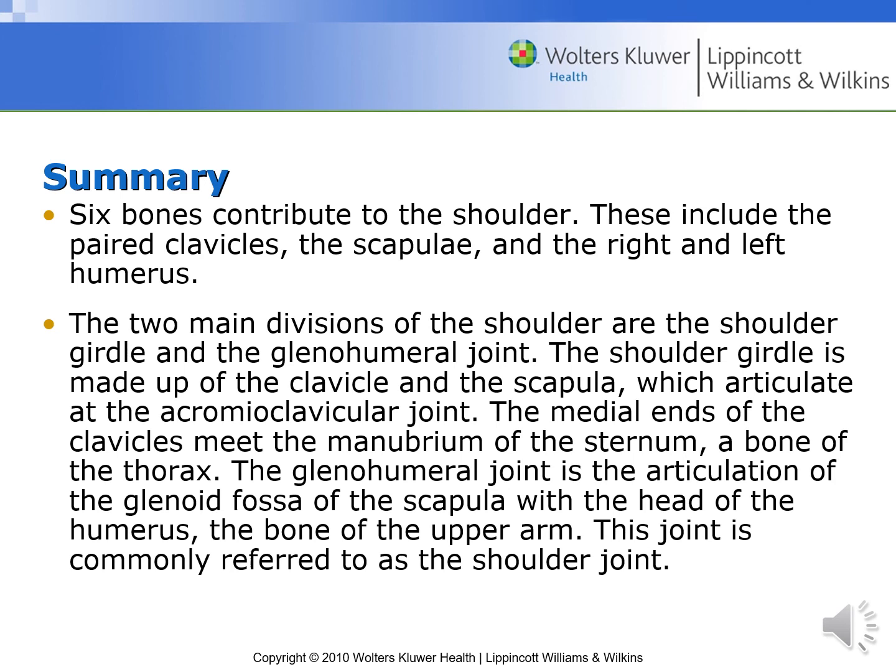The two main divisions of the shoulder are the shoulder girdle and the glenohumeral joint. The shoulder girdle is made up of the clavicle and the scapula, which articulate at the acromioclavicular joint. The medial ends of the clavicles meet the manubrium of the sternum, a bone of the thorax. The glenohumeral joint is the articulation of the glenoid fossa of the scapula with the head of the humerus, the bone of the upper arm. This joint is commonly referred to as the shoulder joint.